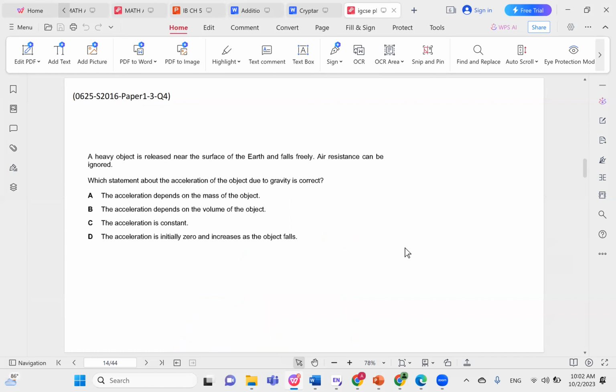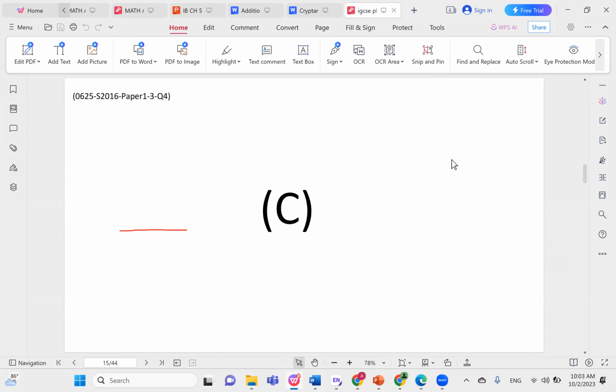A heavy object is released near the surface of the earth and falls freely. Air resistance can be ignored. Notice that they always say air resistance can be ignored when they want you to assume constant acceleration. Which statement about the acceleration of the object due to gravity is correct? We just said that the acceleration must be constant. We don't care about the mass, we don't care about the volume, and the acceleration does not increase. It is constant, only because they said air resistance can be ignored. So the correct choice here is C.